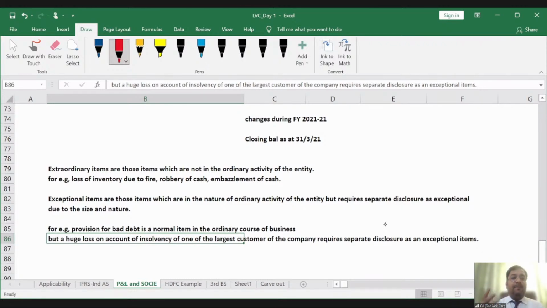And why is exceptional item important? So that the user will be able to understand why the profit has declined, or why profit has been substantially on the upside just because of this one-off item. So exceptional item is more of a one-off item, right? I hope you are clear on this.